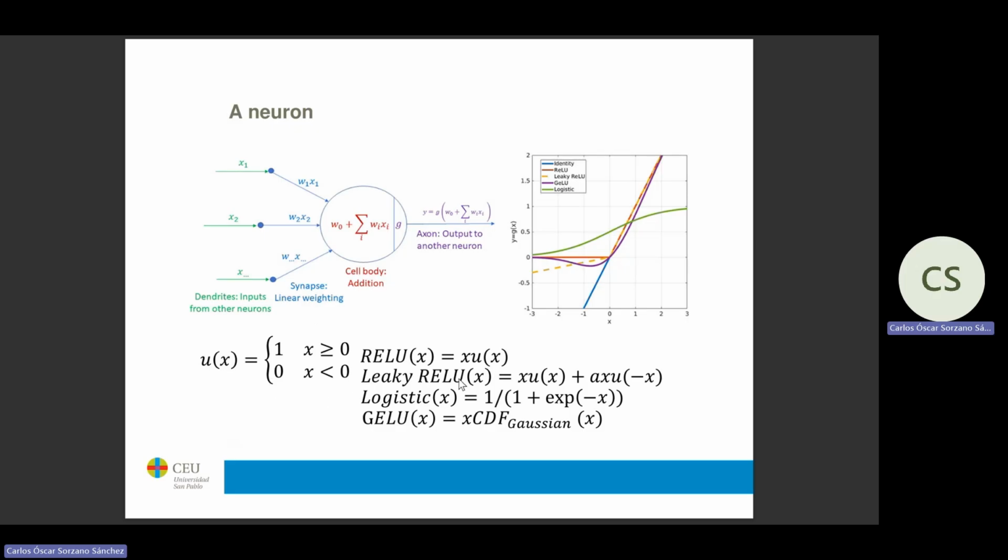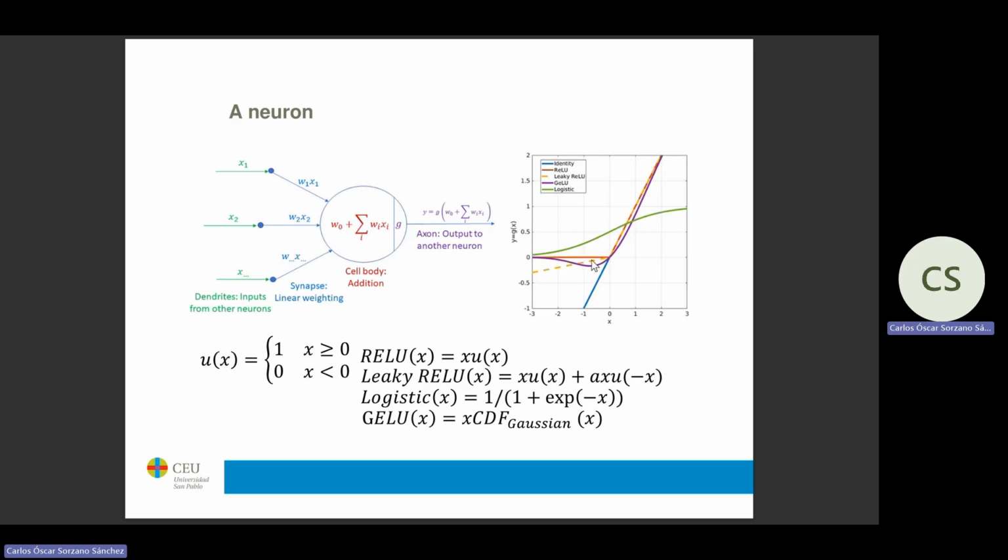Then the leaky ReLU. The problem with the ReLU is that if your combination is negative, then if you change the weights, there is no change in the output. And because you know gradient descent, that means that the gradient is zero. And if the gradient is zero, I don't have a clue how to change the weights so that I can get a better loss function.